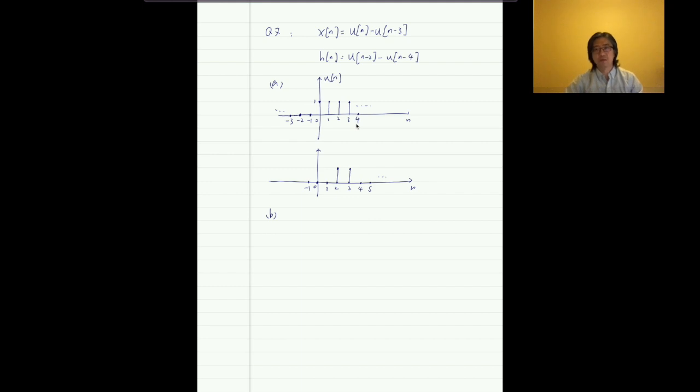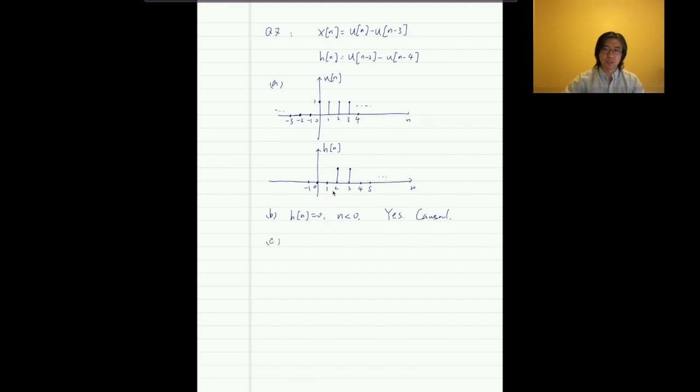continuous time case, right? So we need to basically double check whether h[n] is zero when n is less than zero, which is true, right? So h[n] is zero when n is less than zero, therefore it is causal. Yes, that is a causal system.